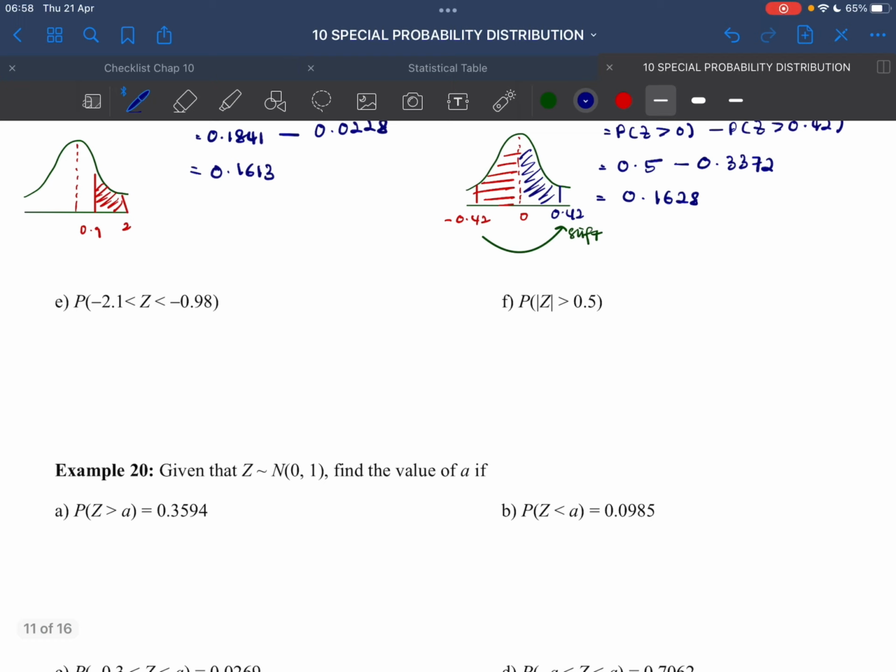Z is between negative 2.1 and negative 0.98. Again, let's do the bell shape here. This is our 0 in the middle. Both our A values here are negative. So here is negative 2.1 and here is negative 0.98. This is the area that we want. What we can do is simply shift to the right hand side. Shifting negative 2.1 will be positive 2.1 here, and shifting negative 0.98 will be positive 0.98 here. So this is the area that we want.